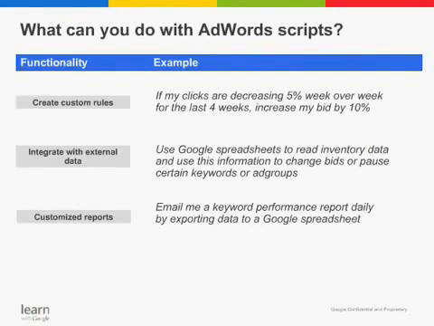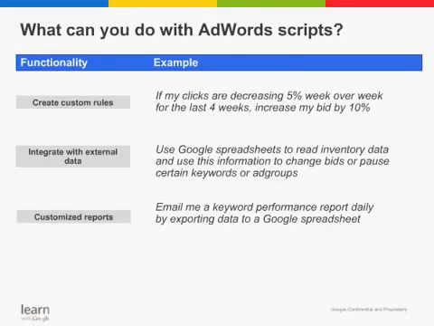Here's a little bit about what you can do with scripts, and I'll leave the details to Kevin, but just to give a quick overview. The first is, again, we mentioned that it provides much more flexibility than automated rules. So if you're currently using automated rules but feel somewhat limited, you can create custom rules through scripts. And here's an example of one. If your clicks are decreasing 5% week over week for the last 4 weeks, you can write a script telling AdWords to increase your bids by 10%.